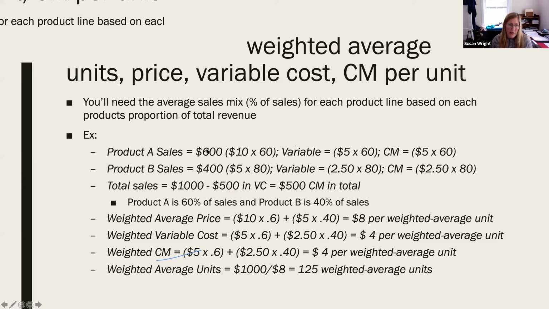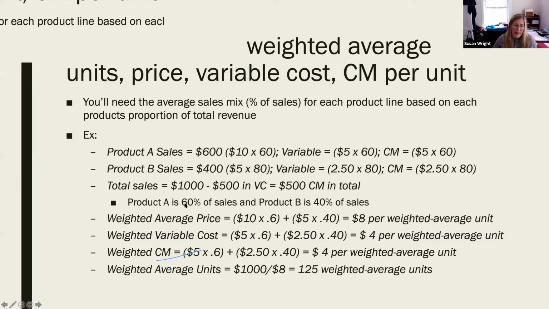The sales on A are 600, the sales on B are 400, and these are their prices and volumes and costs and contribution margins each. And so we make a total of, so our sales is 1,000. Our variable cost is 500. So if you multiply this and add it to this, you get 500. So we make 500 bucks on this.